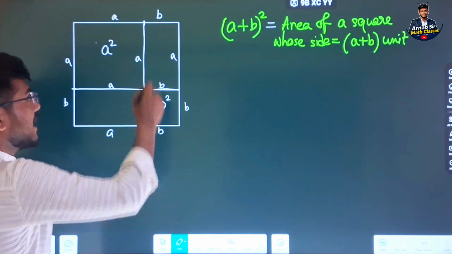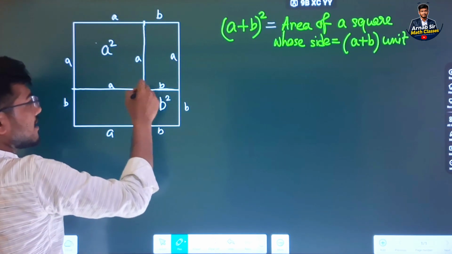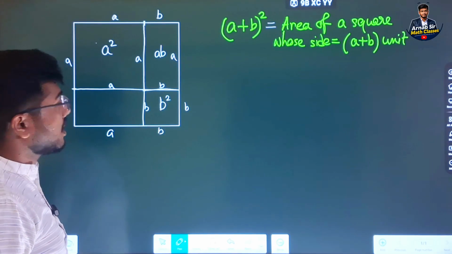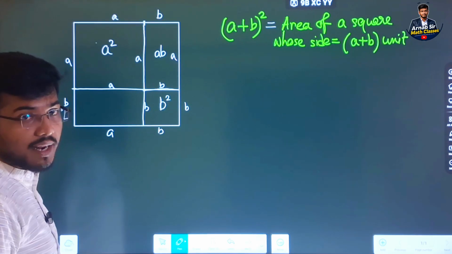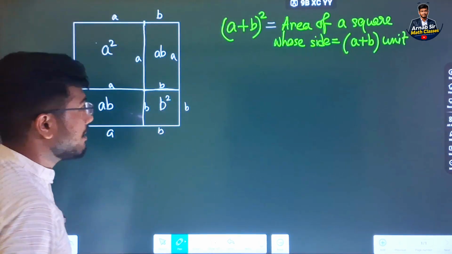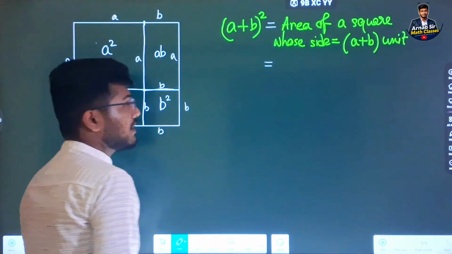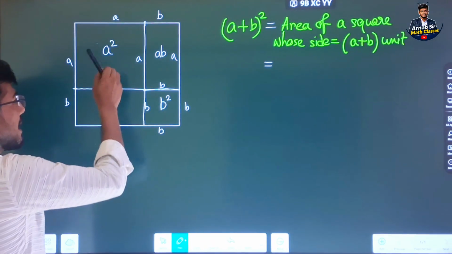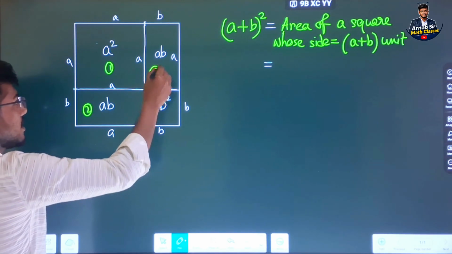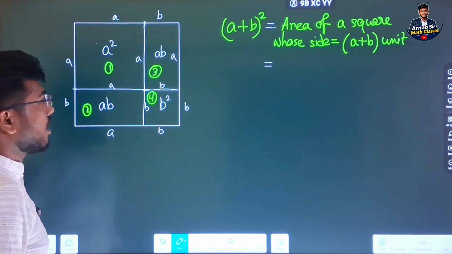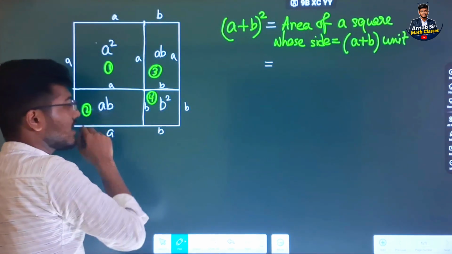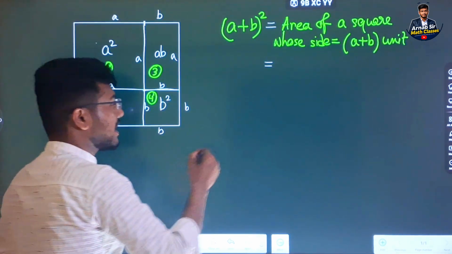Clear? So what is the area of this rectangle? The length is a and the breadth is b. So the area is a multiplied by b, because we know the area of a rectangle is length multiplied by breadth. Whenever we write the total area, it means the four segments: this is the first segment, this is the second, this is the third, this is the fourth. If I add the four segments, obviously this is the total area of the square whose side is a plus b. Clear?